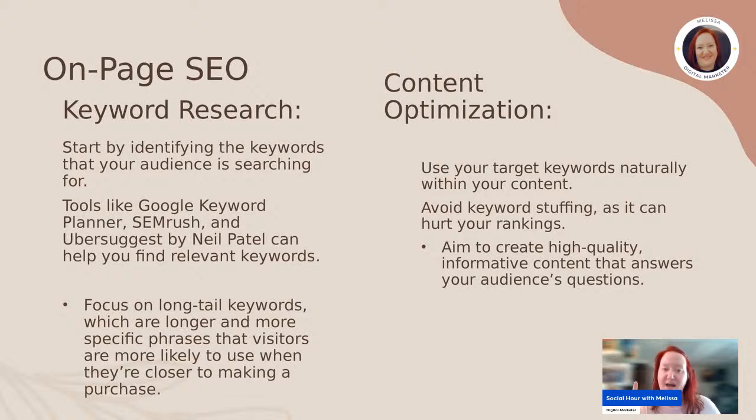Okay, content optimization. You're going to use those target keywords naturally within your content. You want to make sure that you're using those keywords in such a way that it makes sense, especially for your users and search engines. They will see if you are stuffing keywords into your content, if you're just throwing in keyword phrases that don't make sense. That way you will be hurting your rankings rather than helping your rankings.